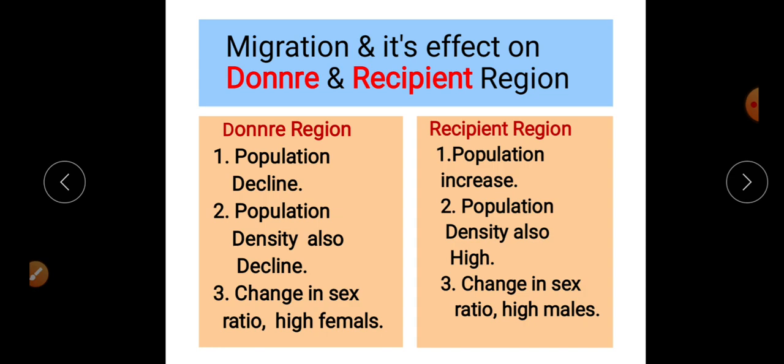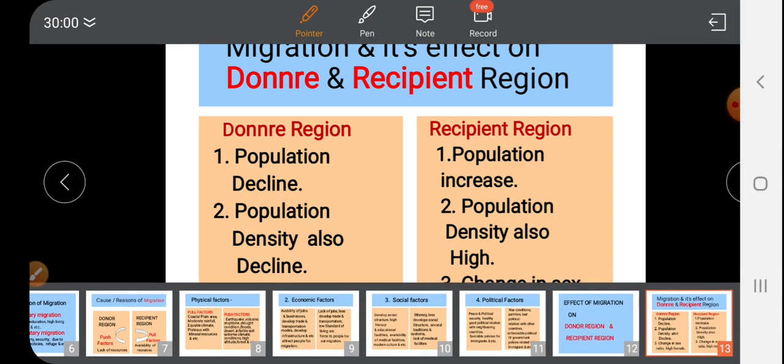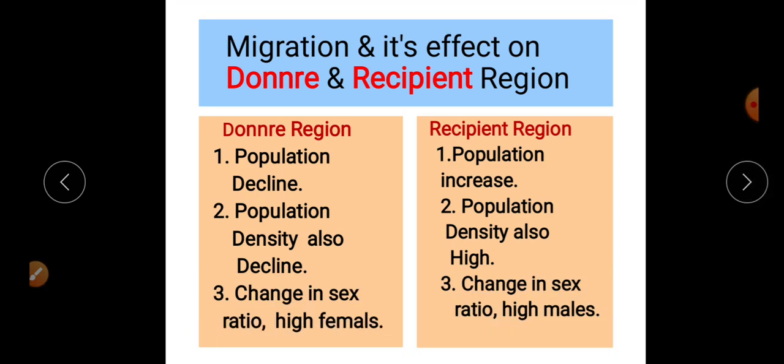We almost discussed our second chapter and now we discuss the last part of the second chapter, which is related with migration. It is the effect of migration on a donor and recipient region. There are some positive and negative effects of migration. We discuss the effect of migration related with the donor and recipient region. Some effects are positive, some are negative.